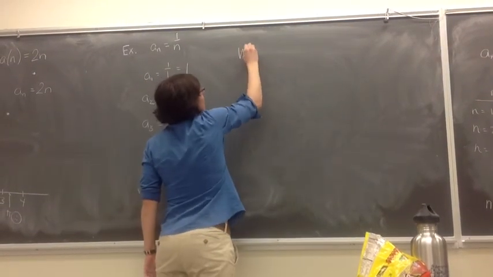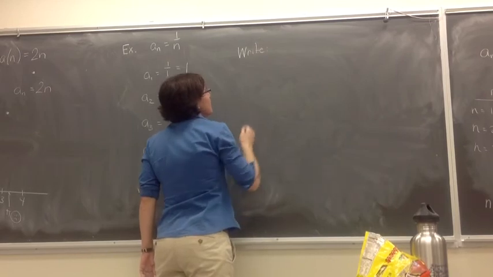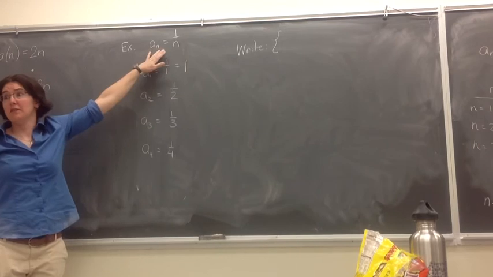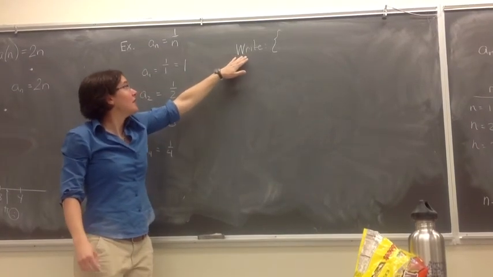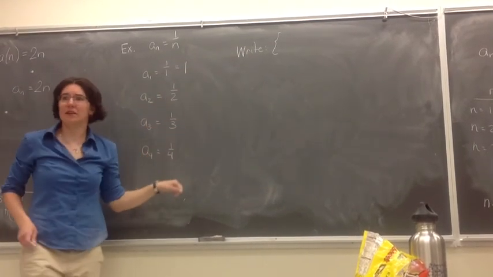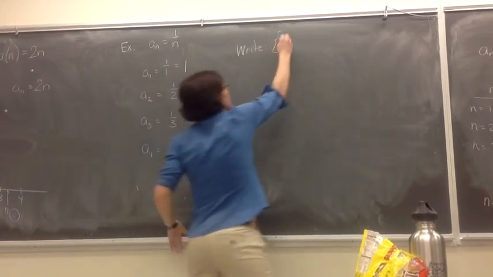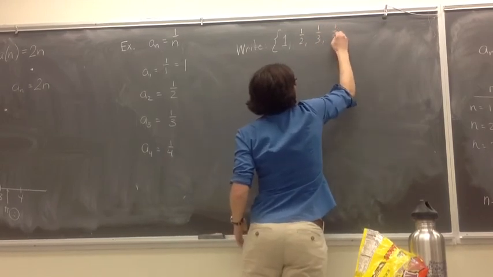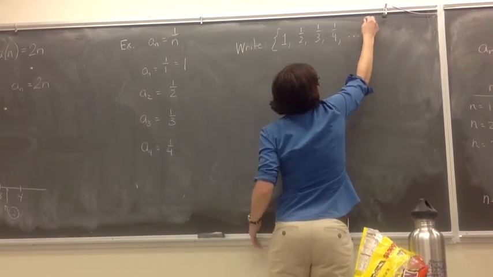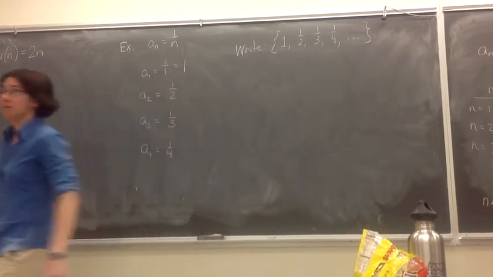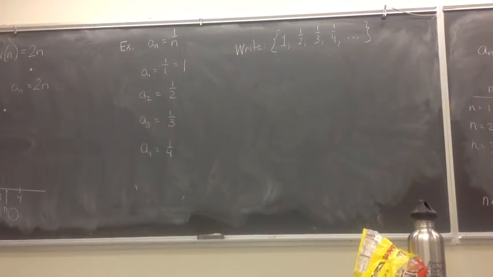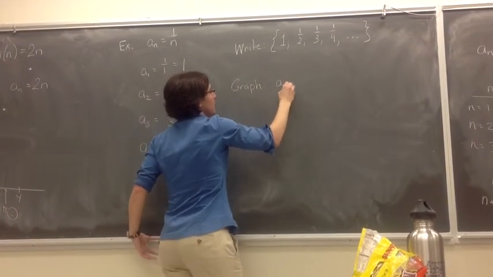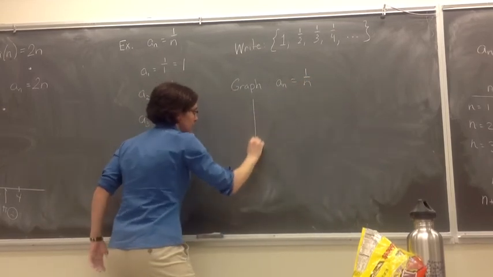And so I might write this sequence as, I can either write the formula An equals 1 over n, or I can write my sequence by listing these numbers in order inside curly braces. So 1, comma 1/2, comma 1/3, comma 1/4, comma dot, dot, dot, tells me that that list goes on forever and ever and ever. And we can graph this sequence. Graph An equals 1 over n.